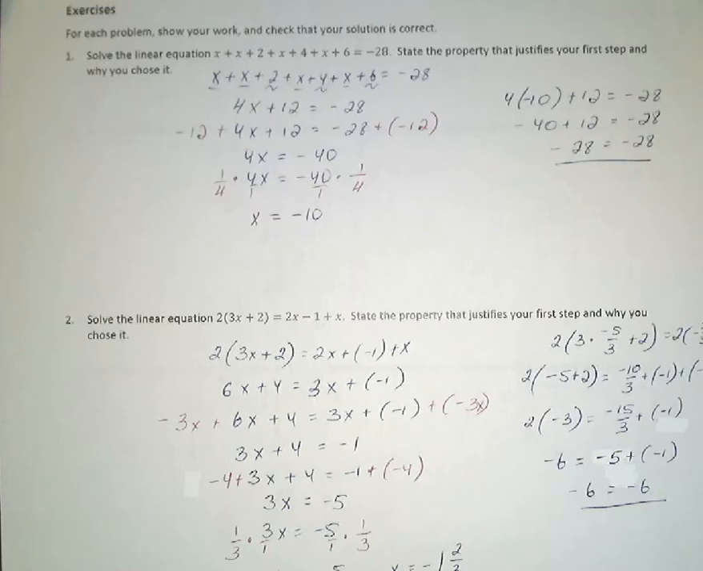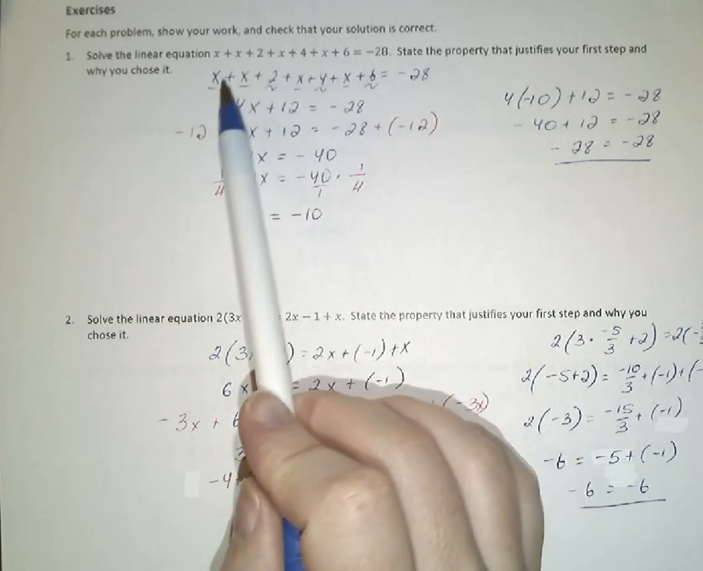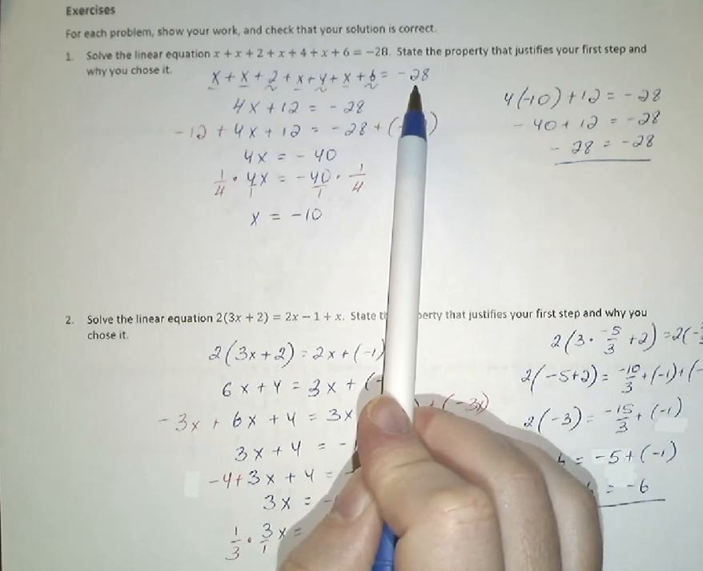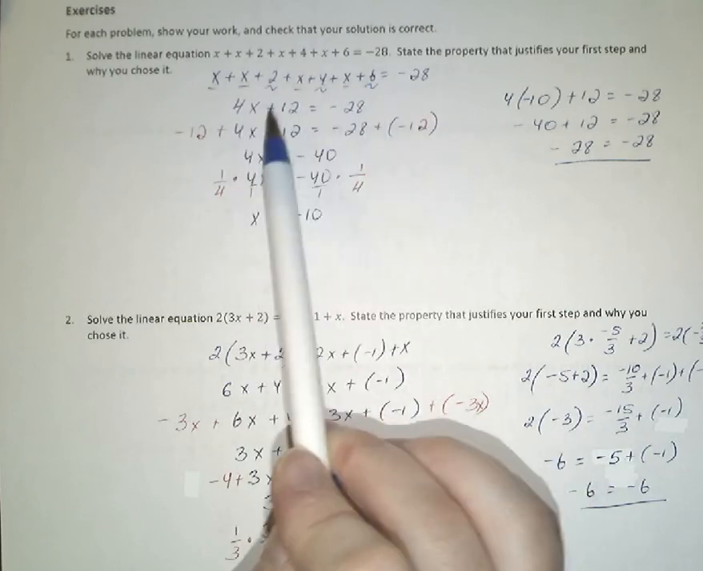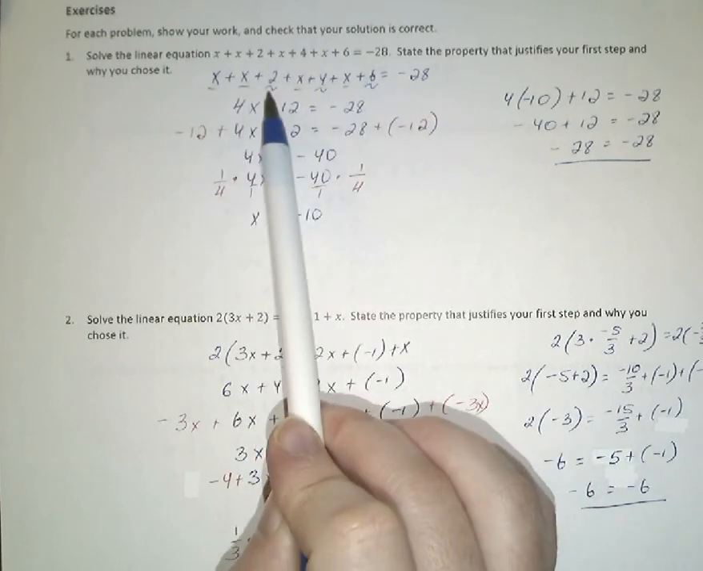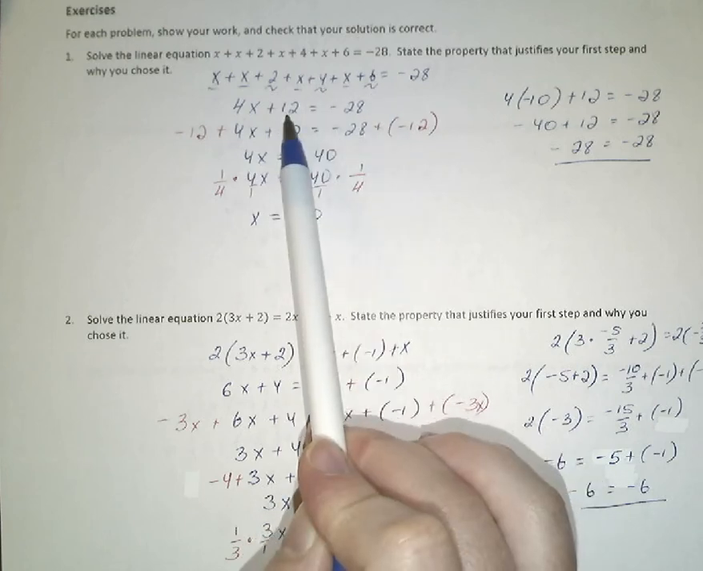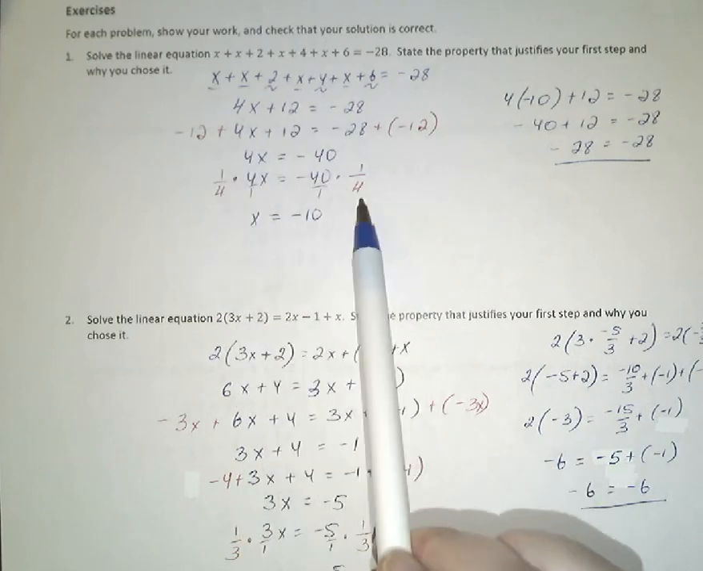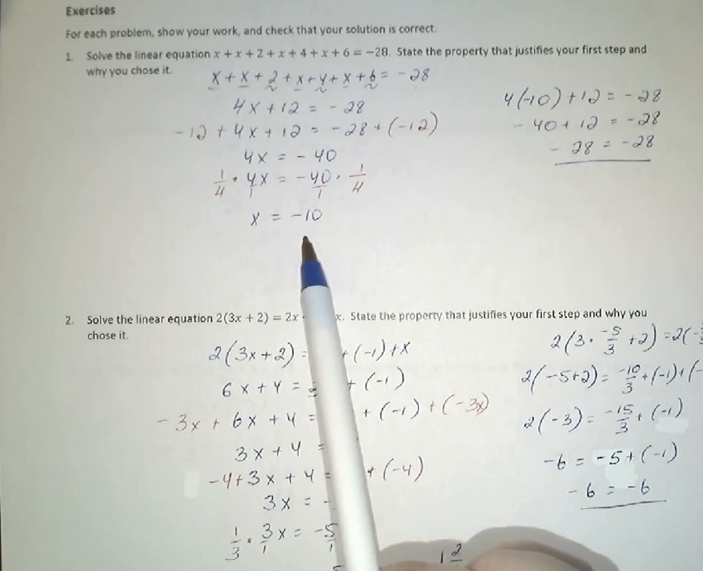All right, so let's check the work that you and I did. So what I did, I rewrote the initial problem, and then I simplified it. I counted how many x's I have, which is 4x, and then I added the constants, 12, and then I solved it as I would solve a regular two-step equation. I added negative 12 to both sides, and then multiplied by the reciprocal, and got negative 10.